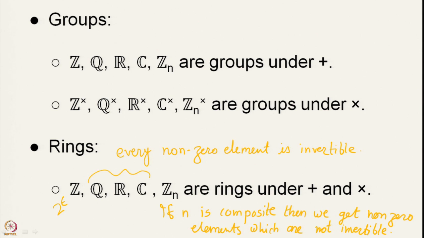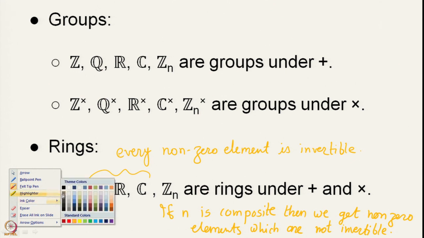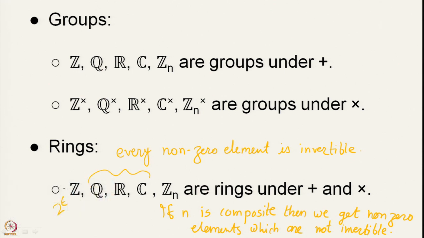Composite just means that it is not a prime. Whenever we have a prime p dividing n and p is less than n, then p itself is an element in your ring. So, p for instance will give you such an example.